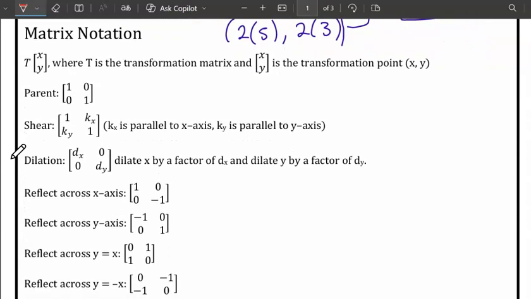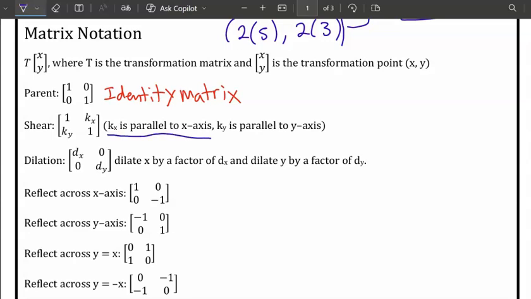Matrix notation. T of xy, where T is the transformation matrix and xy is the transformation point xy. For matrices, your parent will be the 1, 0, 0, 1. That's the identity matrix. We can have a shear transformation with 1, kx, ky, 1, where kx is parallel to the x-axis and ky is parallel to the y-axis.